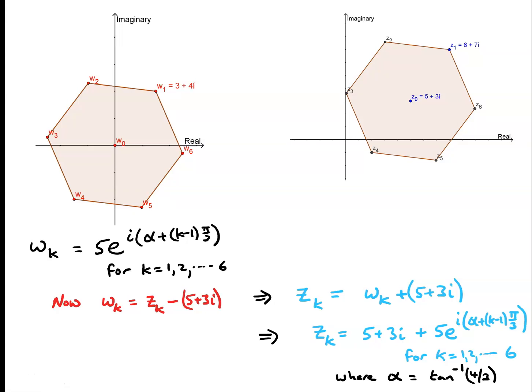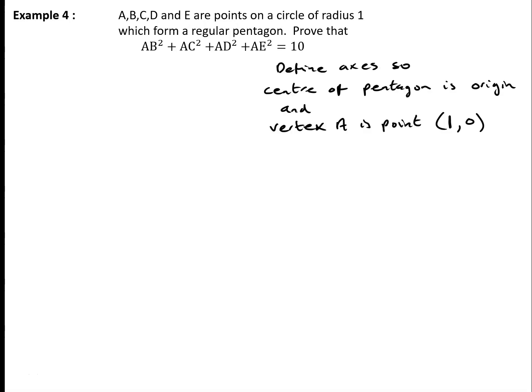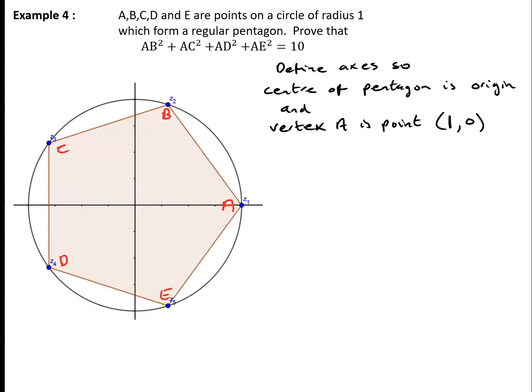Moving on then to our final example, we have A, B, C, D and E, points on a circle of radius 1 which forms a regular pentagon. We must prove that AB squared plus AC squared plus AD squared plus AE squared is equal to 10. So let's define the axes so that the centre of the pentagon is the origin and the vertex A is the point (1, 0). So there we are, there's our sketch for our pentagon.